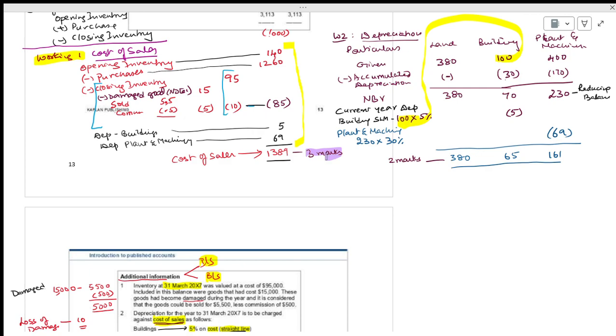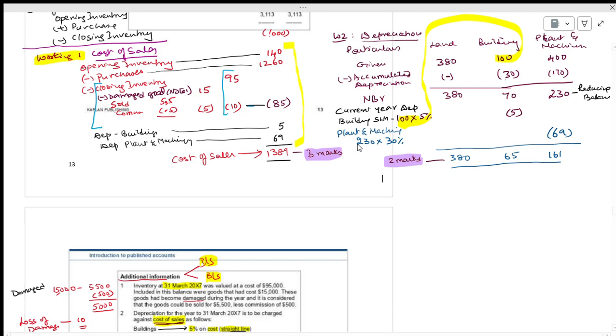Understand, Pat? Now you will understand the marking system. I will give you the marking system also, how it will mark. For this, they will give 3 marks. For this, they will give you 2 marks. Cost, now cost of sales is how much? Cost of sales is 1389. Are you clear about this?